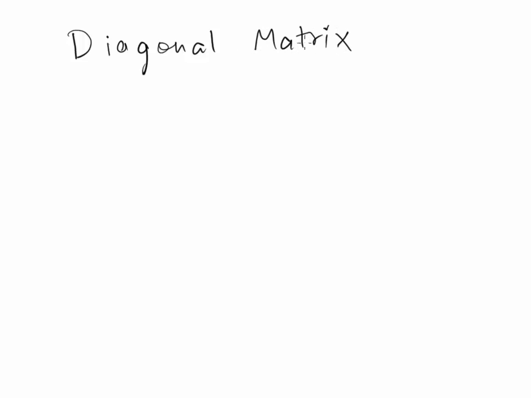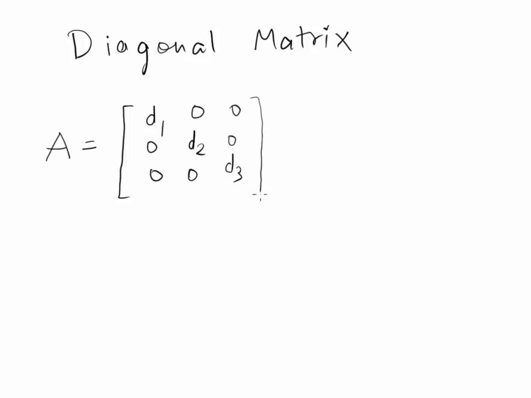So when I think of a diagonal matrix, the first thing that comes to my mind is it has something to do with the diagonal. So let's see what a diagonal matrix actually looks like, and let me label my diagonal matrix as A. It will look something like this. So it's going to be D1, D2, and then D3, and the rest of the elements are just 0. So this is what a diagonal matrix looks like, and this is a 3 cross 3 diagonal matrix.